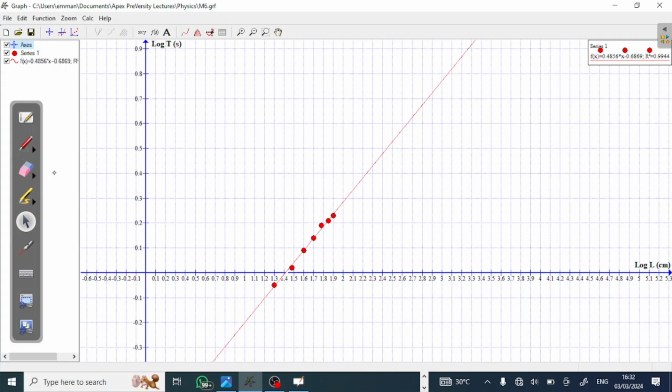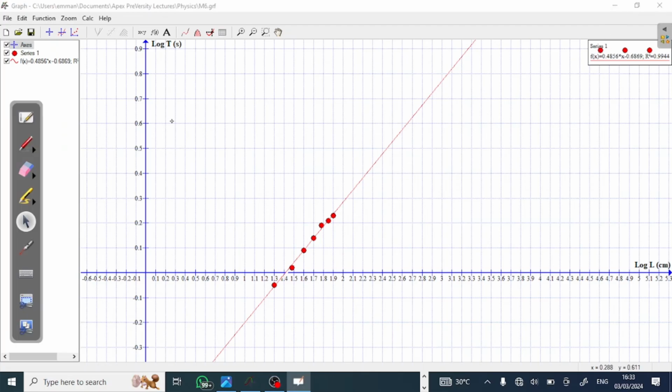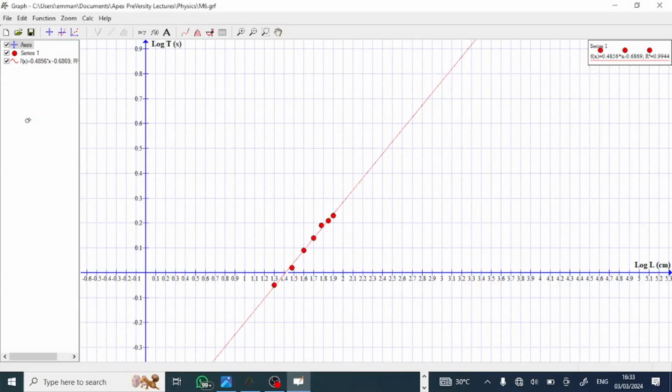So you can also plot your graph and then see what you get. All right, back to my question. Number 4 says measure the slope and the intercept of the graph. Let's go back to the graph and measure slope and intercept. So as usual, the graph gives me the value of my slope here. So you can see here. From here, the graph is telling me that the slope is equal to 0.49 approximately in 2 decimal places. All right. Now, since I'm taking slope of log T to log L, I'm having my slope as 0.49.